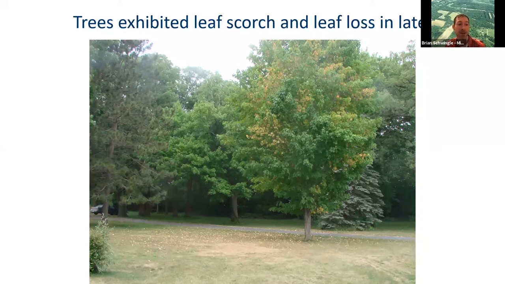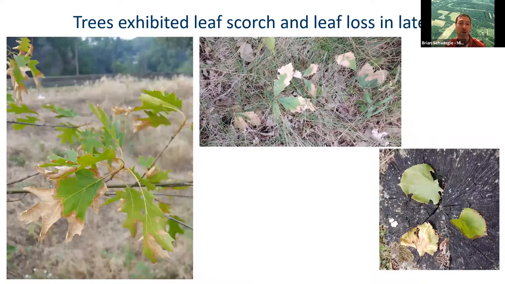There's a red maple sapling on the left from St. Paul, bur oak seedlings in the middle there in Sherburne County, all in late June, and then leaf loss on lindens in the southeast. So a wide variety of trees were showing the same symptoms. That's indicative of an environmental cause.